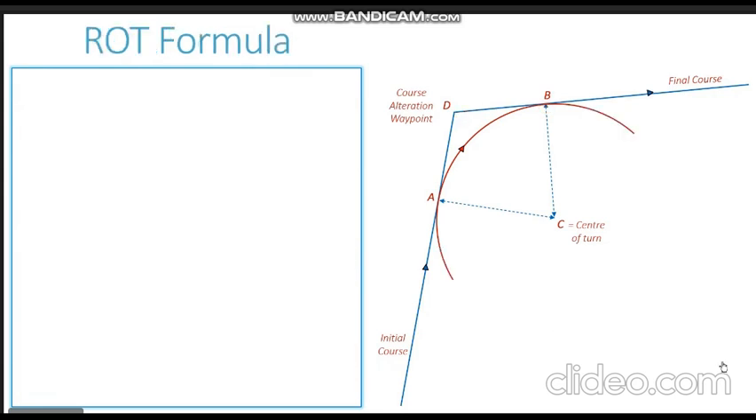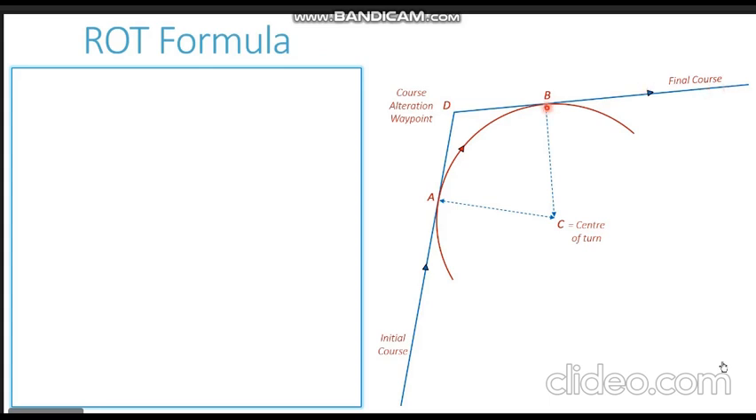Now, the first concept which we need to understand for the purpose of turn planning is the derivation of the rate of turn formula. So let us try to understand how do we derive the rate of turn formula. We have seen this particular ship moving on the initial course up to point A, then moving on the curved path from Alpha to Bravo, and then moving on its final course.